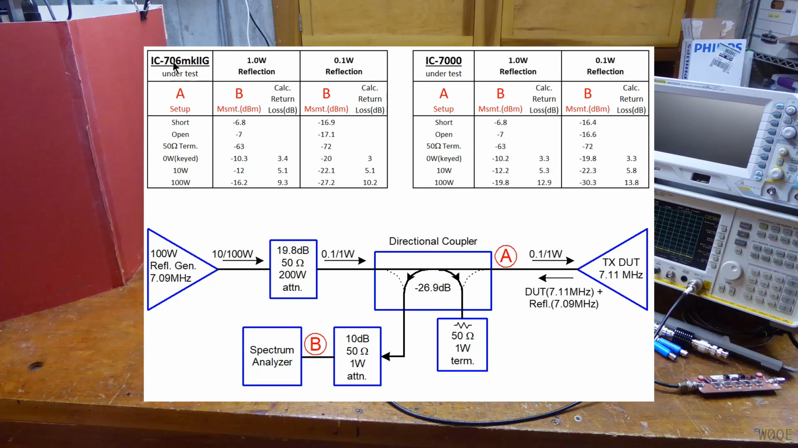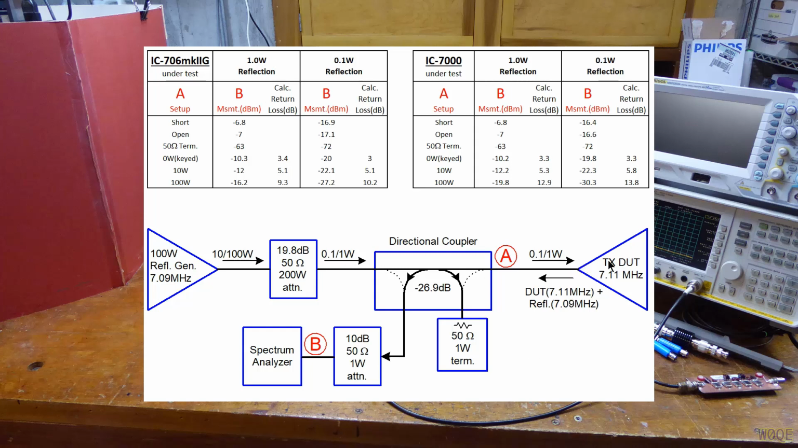What I did was two tests. I ran 100 watts here, which through the 20 dB pad gave me basically 1 watt to put directly into the transmitter under test. And I ran 10 watts here, which put a tenth of a watt in. So that's the 1 watt and the tenth of a watt reflection category.